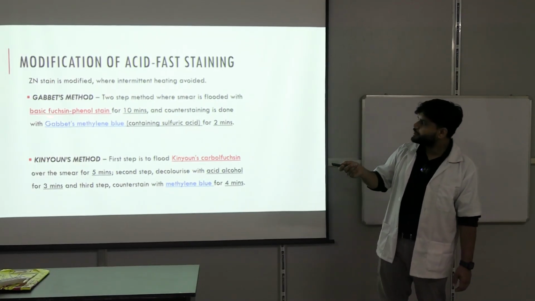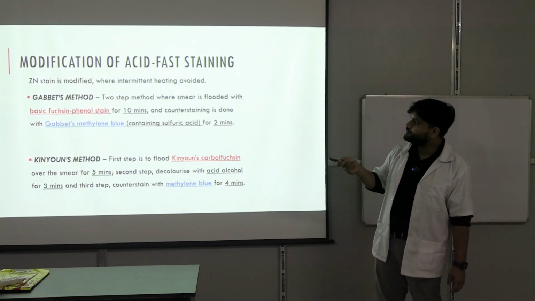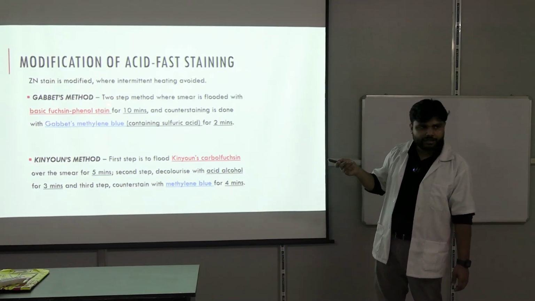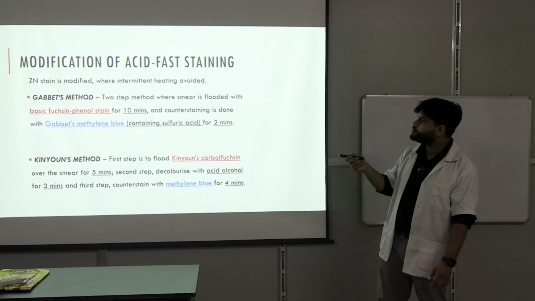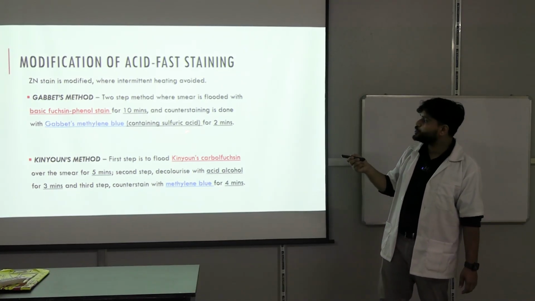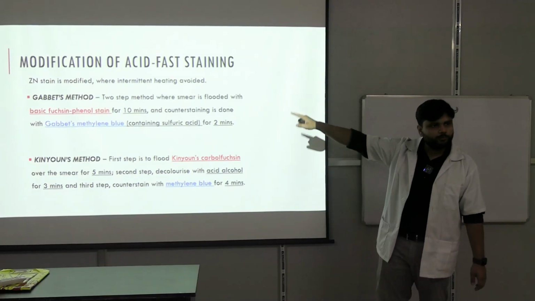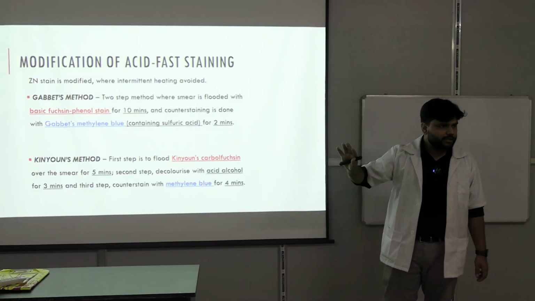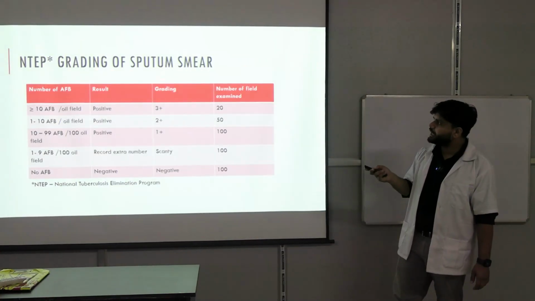And in case of Gabbett's method, there are two differences. One is that we have to use the basic fuchsin phenol stain for 10 minutes, okay. And instead of the common methylene blue, we have to use Gabbett's methylene blue, which itself contains sulfuric acid, for 2 minutes. So you have to know the names of both of these and what the modifications and changes are, okay.